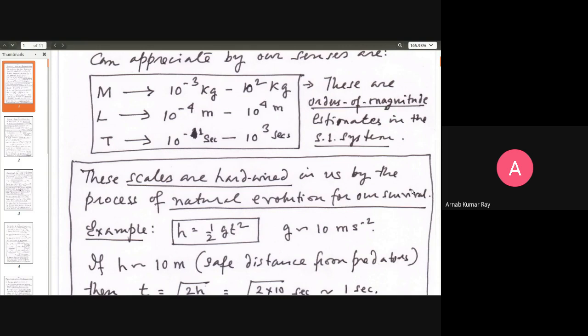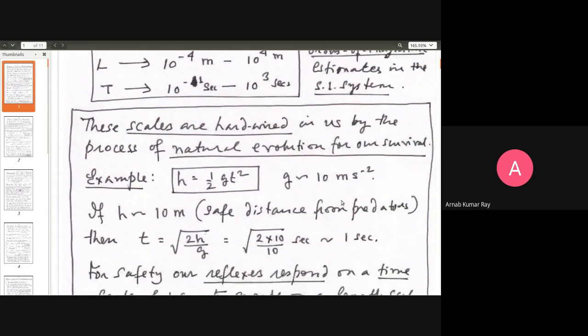Otherwise, just for your survival, you do not need to worry about the atomic structure. For your bodily survival, you do not need to worry about the size of the Milky Way galaxy. So for our natural survival, to be able to live, appreciating nature on this scale is enough for us. 10 raised to minus 3 kg to 10 raised to 2 kg, 10 raised to minus 4 m to 10 raised to 4 m, 1/10 of a second to 1,000 seconds. Now, what do I mean by survival? Let us see.